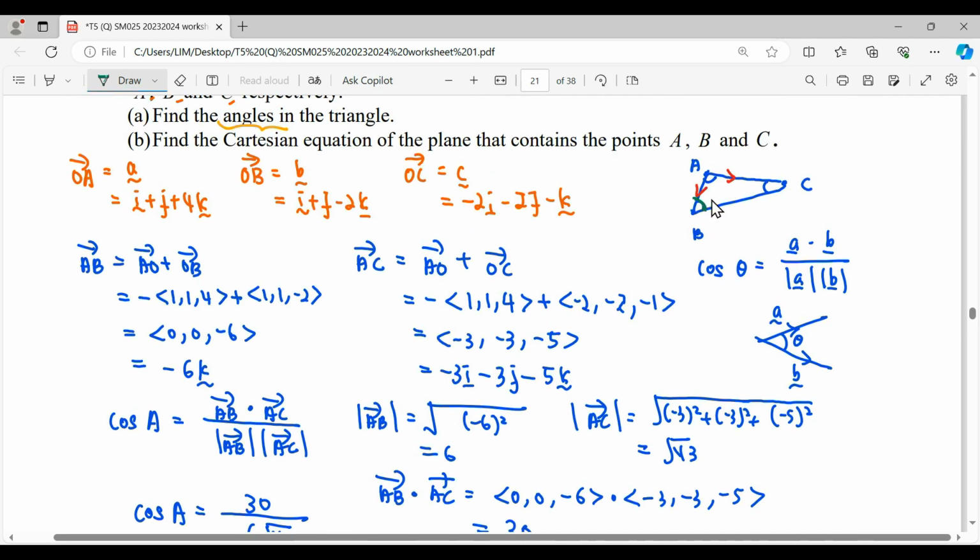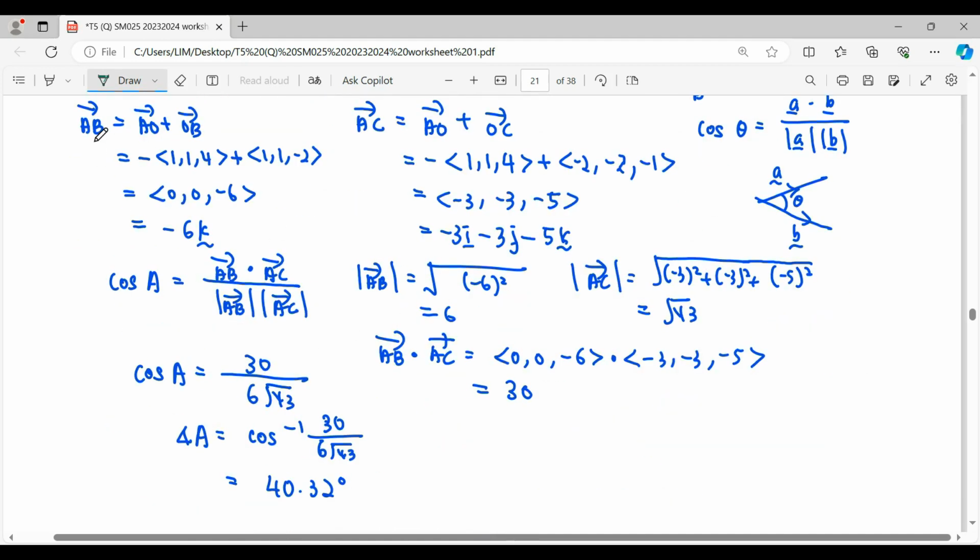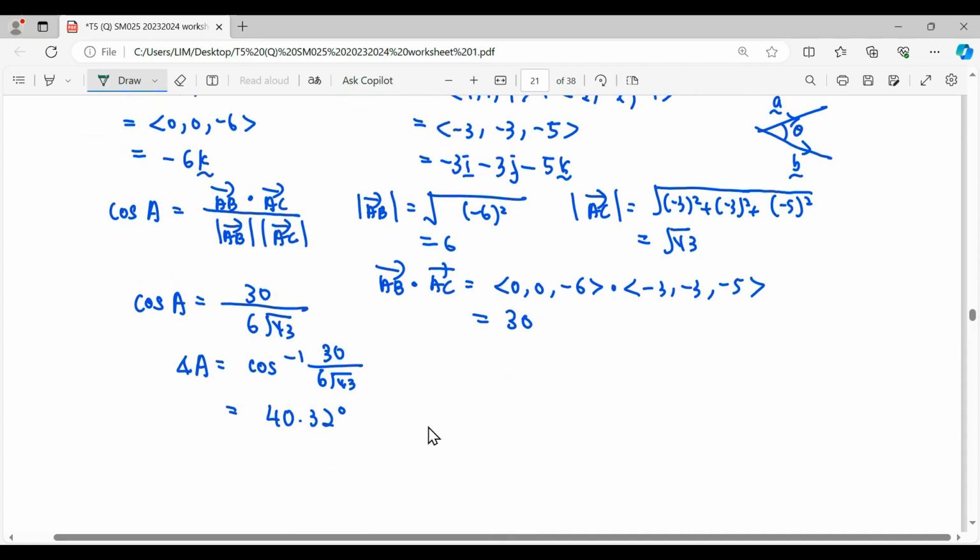After finding our angle A, we will move to angle B. For this angle B, we need to find the two vectors beside this angle, which are BC and BA. BA and AB are in opposite directions, so BA will be the negative of the vector AB.